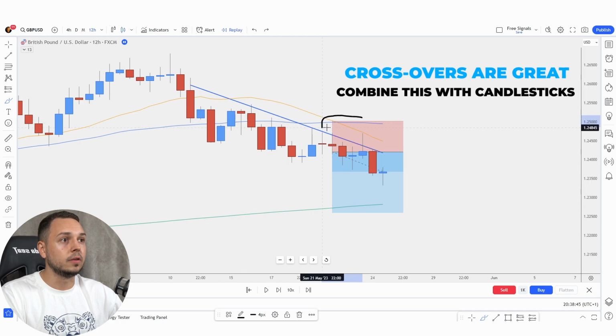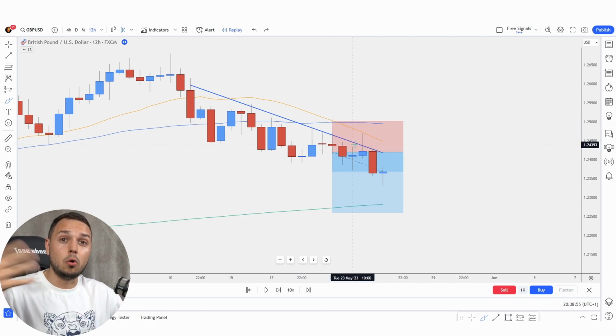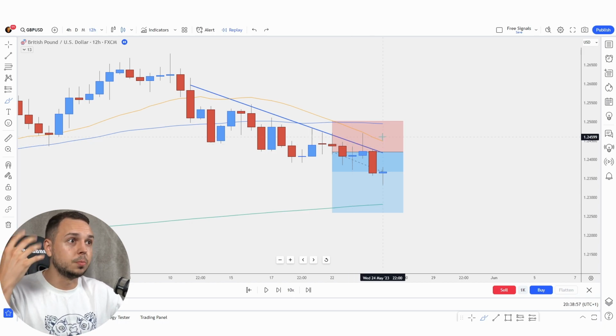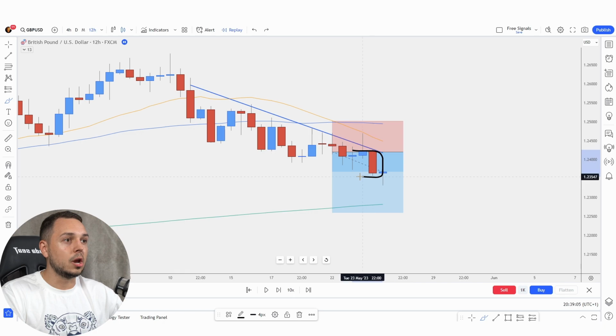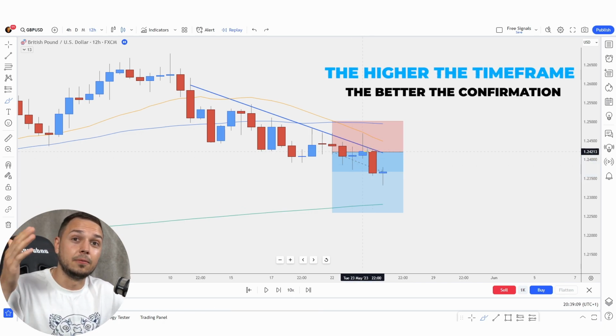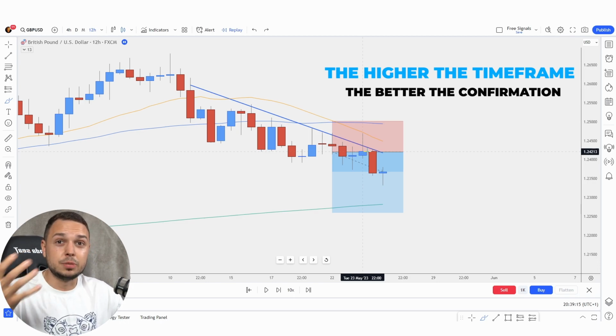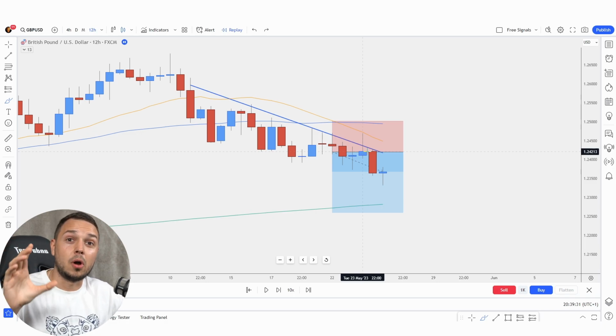What else is important? There was a nice crossover. So 20 and 50 moving average. The 20 moving average, or the shorter period moving average, has crossed the longer period, which also signifies bearish momentum. So what else is significant? This bearish engulfing candlestick, since it's on the 12-hour time frame rather than the 4-hour time frame, is also a much bigger confirmation, because the higher the time frame is, the more the candlestick price action matters.